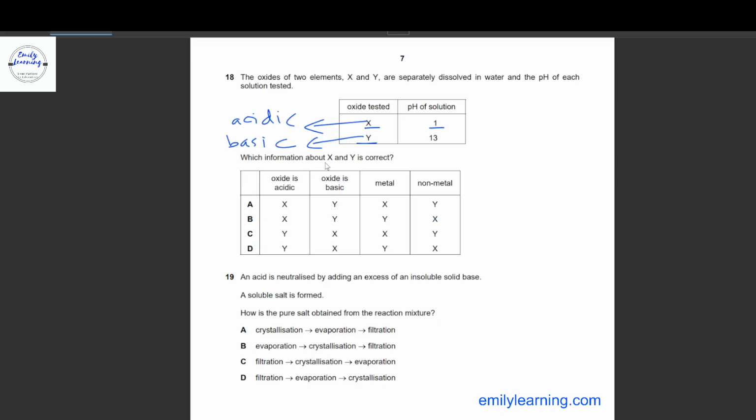So in other words, we know that X is acidic, Y is basic. Okay, and acidic oxides are usually non-metal oxides. So X is non-metal. Basic oxides are usually metallic oxides. So Y is metal. So the answer is B.